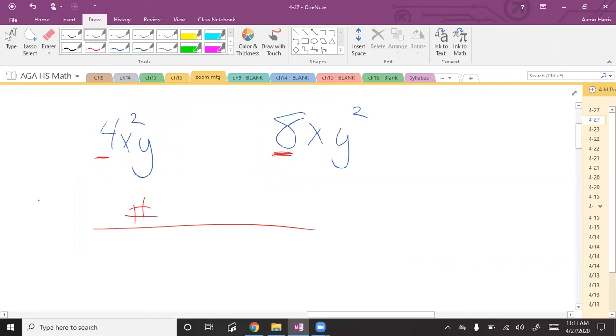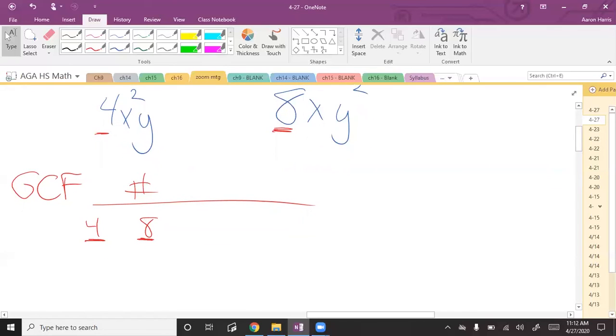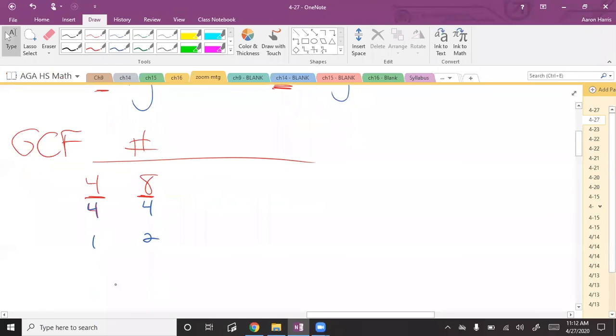So now I'm talking about trying to find the GCF. So I want to compare what? 4 and 8. Now, I could do the factor tree and everything else, but what did I tell you to do first? Look at the numbers. Do they divide evenly into each other? Well, 4 divides into 4. And I know that 4 divides into 8. This is 1, this is 2. So therefore, 4 is going to be my GCF.